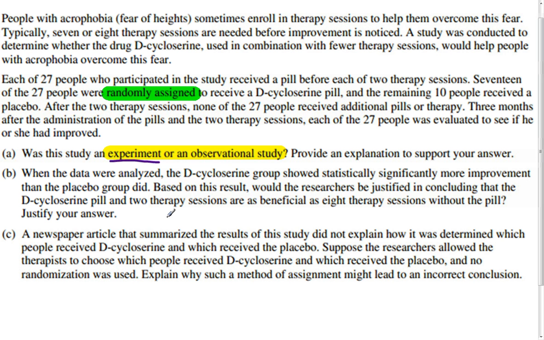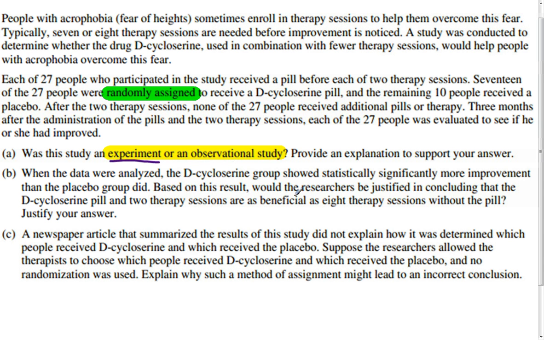In the second part here, it says that the one group showed statistically significantly more improvement than the placebo group. So the conclusion here, especially if it's a randomly assigned valid study, is that this group is showing that this drug, this pill, is more effective than not having the pill when they compare it to the placebo.